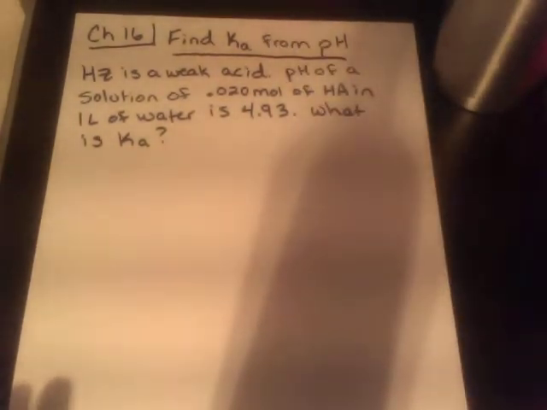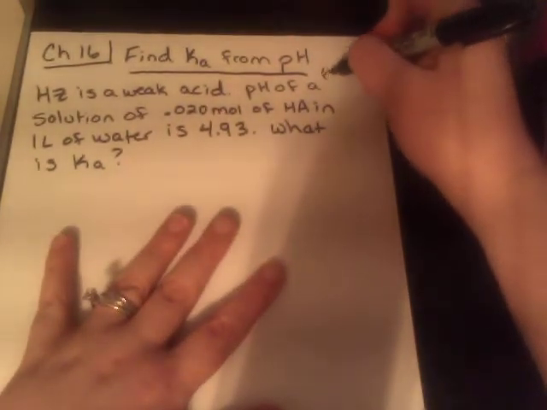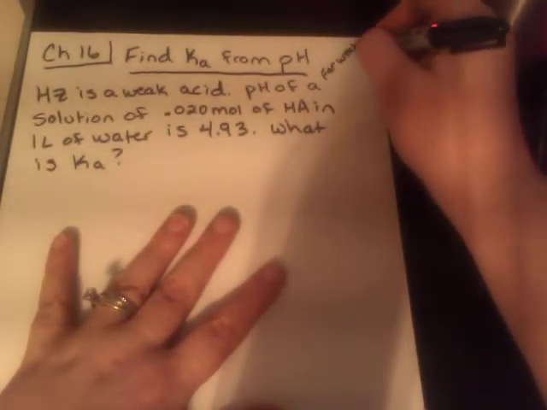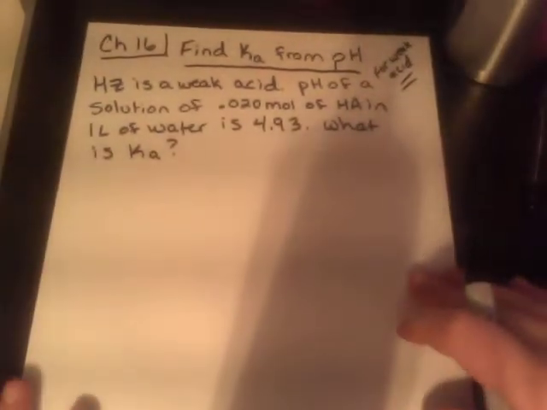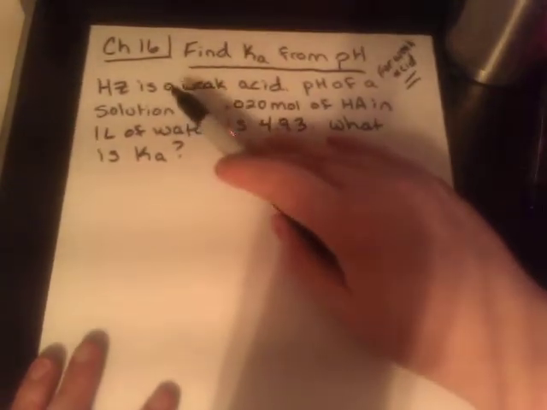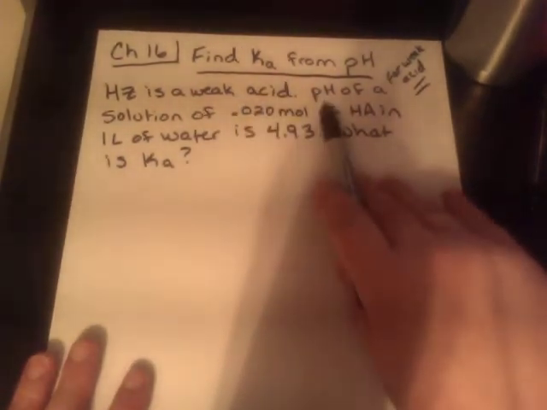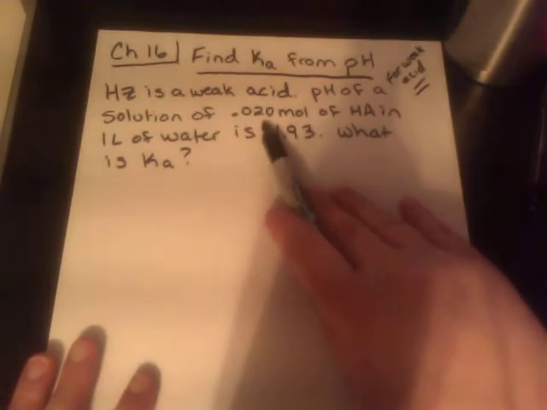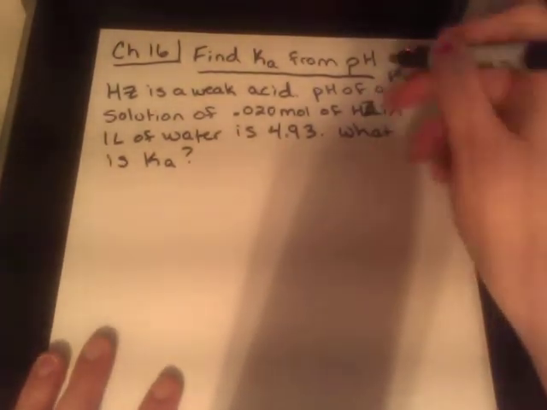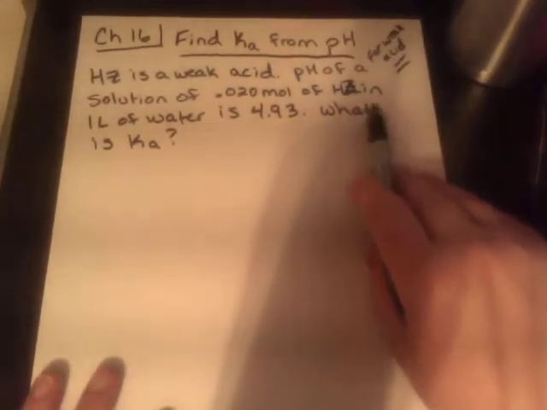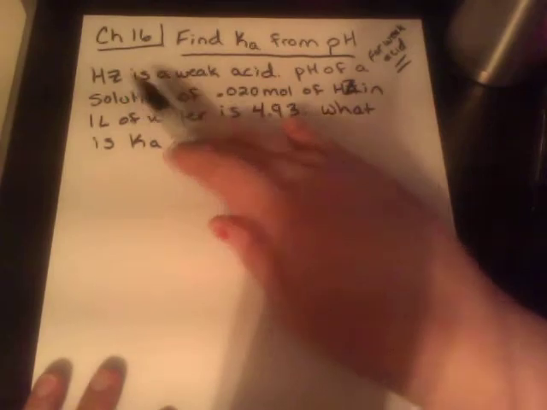So for this video we are going to learn how to find the Ka from a given pH for a weak acid. HZ, we'll call it, is a weak acid. This is from the homework. The pH of a solution of 0.020 moles of HZ in water is 4.93. So what is the Ka of acid HZ?